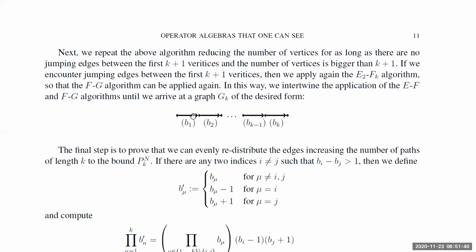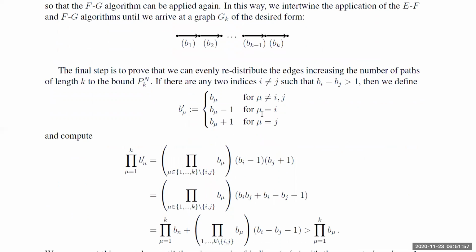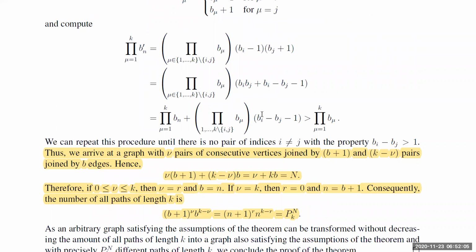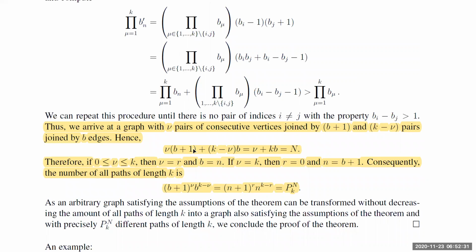So we have nu pairs of consecutive vertices joined by b plus 1 many edges, and k minus nu pairs joined by b edges. Actually, we don't have to arrange them. The combinatorics is the same. No, sorry, I think we don't have to make any rearrangements. We simply have a number of pairs joined by b plus 1 edges and a number of pairs joined by b edges, right? And of course, the number of all such pairs must be equal to k. So if we have nu pairs joined by b plus 1 many edges, then we must have k minus nu pairs joined by b edges. So now we can compute the number of all paths of length k. This will be nu times b plus 1 plus k minus nu times b. When you multiply it out, nu times b will cancel out, and we'll end up just with nu plus kb.